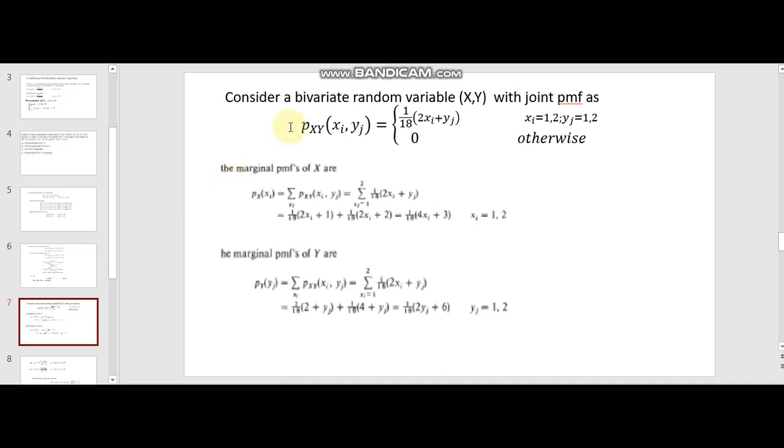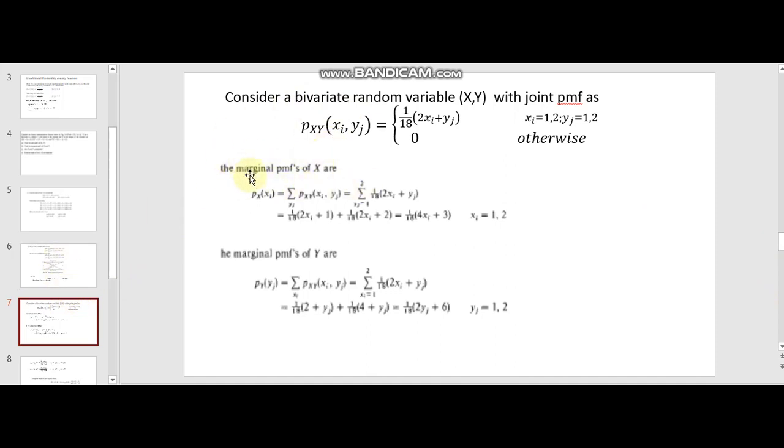We consider a bivariate random variable x and y with joint probability mass function, where x is equal to 1 or 2 and y is equal to 1 or 2, so this is the joint probability of x and y, and otherwise it is 0. So here we have to find their conditional probabilities.